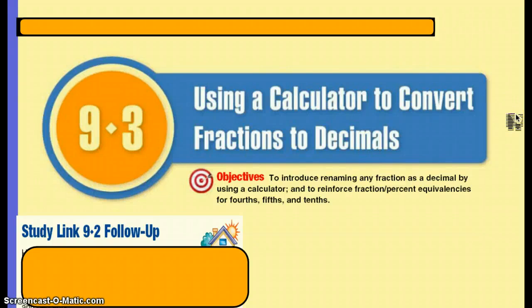In 9-3, you're going to be using a calculator to convert fractions to decimals. So the objective is to rename any fraction as a decimal by using a calculator, and to reinforce your fraction percent equivalencies for fourths, fifths, and tenths.